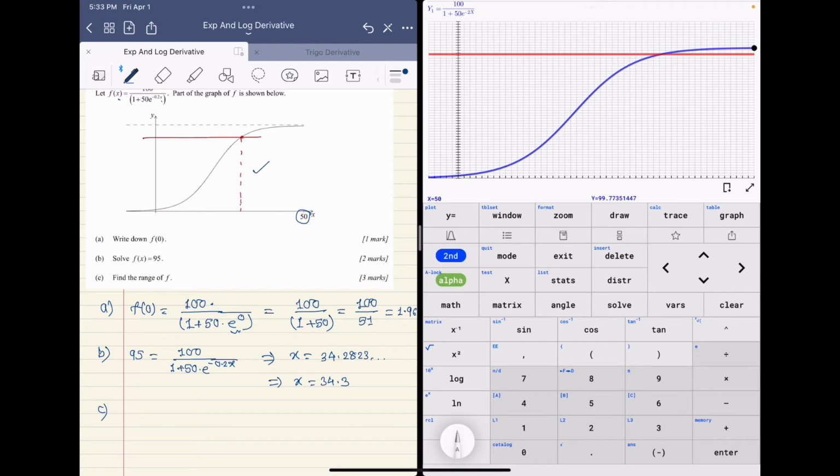So you can say, and the lower limit is 0. So range in this case is 0 is less than y, or f of x is less than 100. Don't include 100 because it has not reached 100. It is approaching 100. Similarly, it is not starting from 0. It is coming nearly equal to 0. So this is your range.